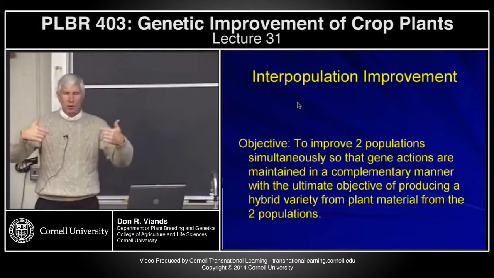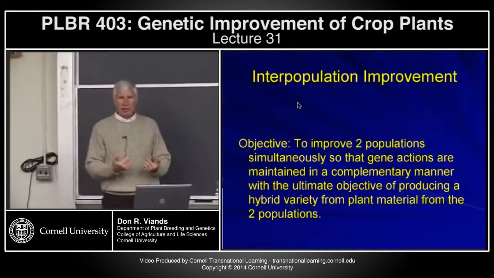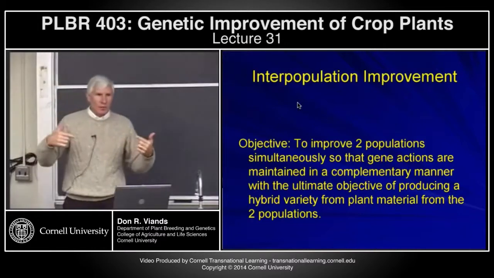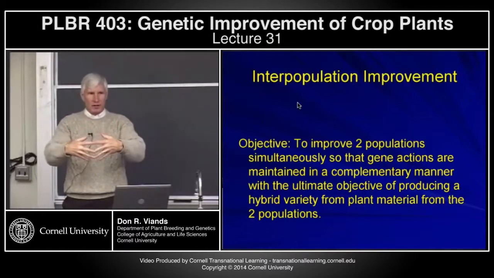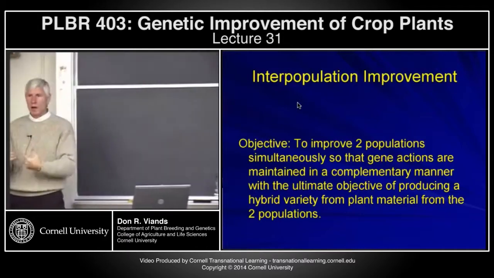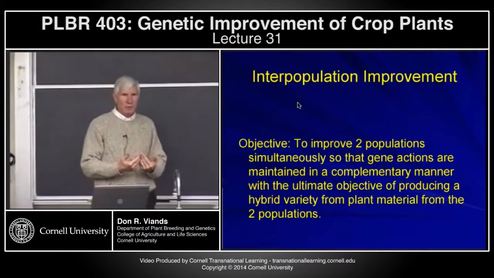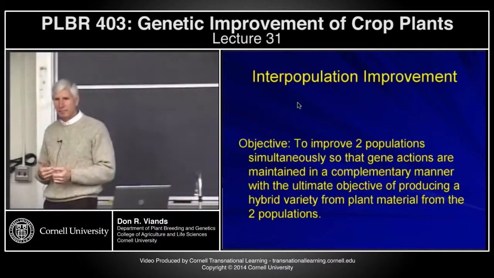On this one, you're going to be trying to improve 2 populations simultaneously. They're in parallel programs. You're working with them at the same time, same traits, and you're trying to improve them in such a way that once you cross material from the 2 populations, they will nick real well to give you hybrid vigor. So the breeding objective of interpopulation improvement is to result in a hybrid variety. If you're not producing a hybrid variety, you really wouldn't use this method.